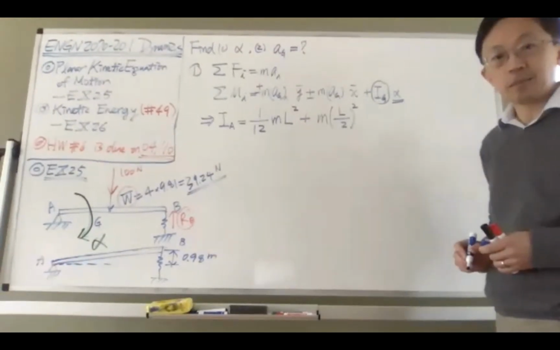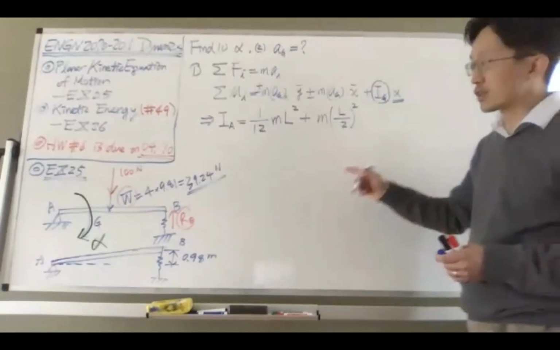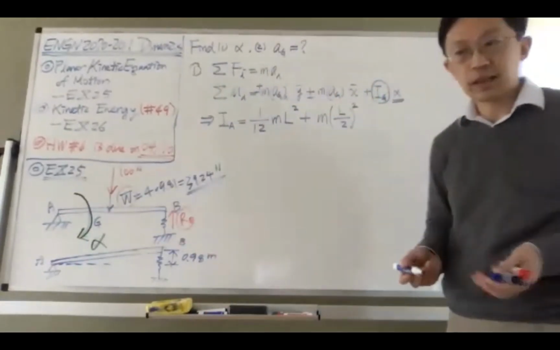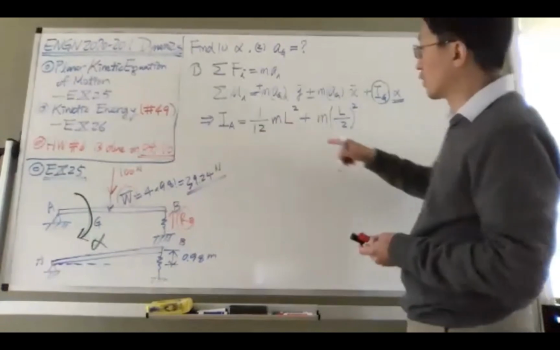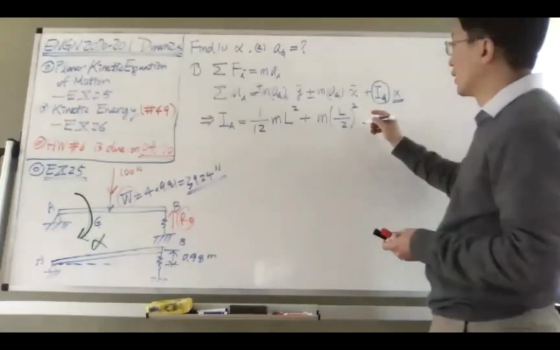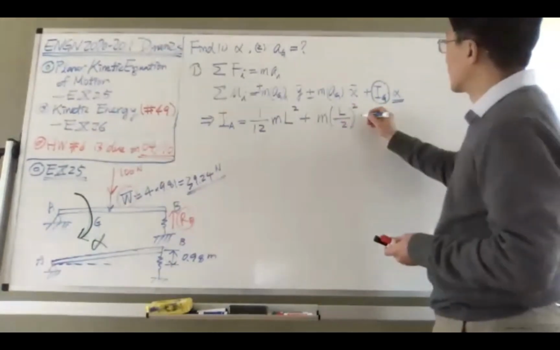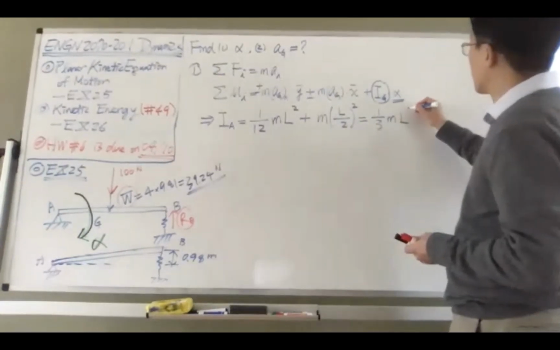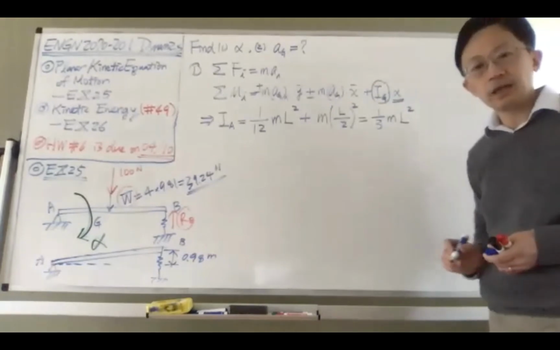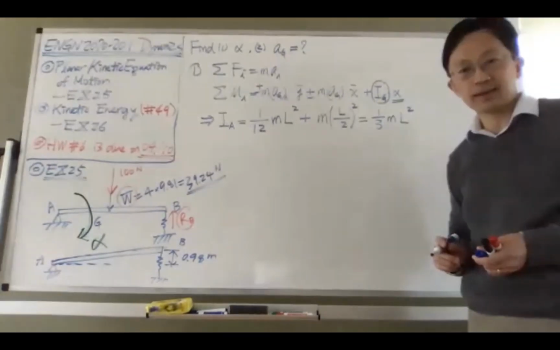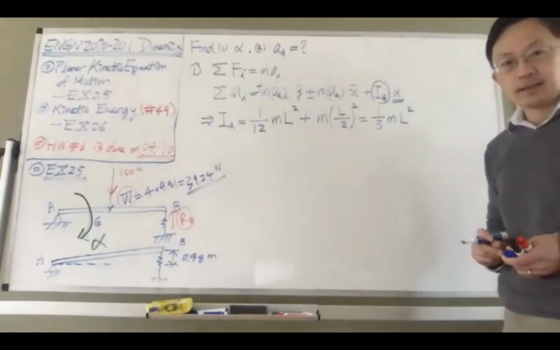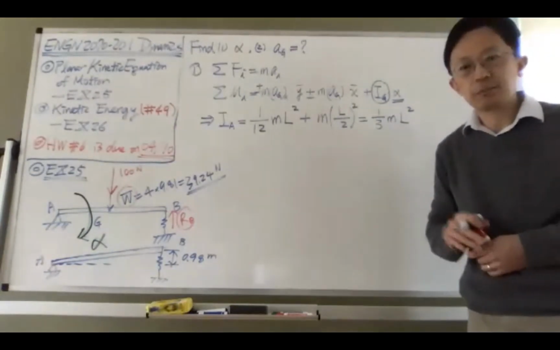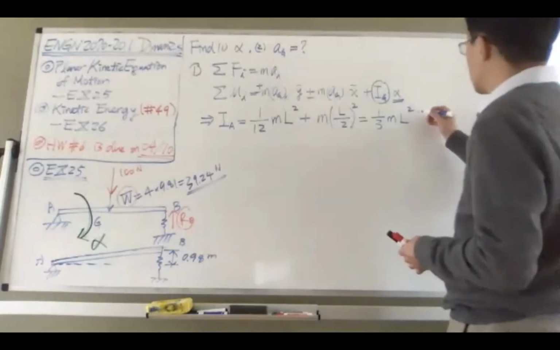This is the mass moment of inertia of this simply supported beam, and you can also treat the beam like a bar. So it's 1/12 ML squared plus 1/4 ML squared, which gives you 1/3 of M times L squared. Right? This is the first example we did, a mass moment of inertia, and we can actually calculate this value.